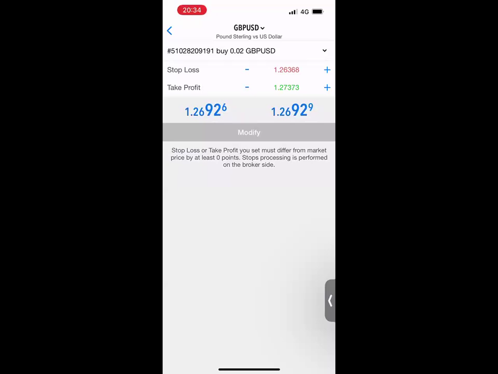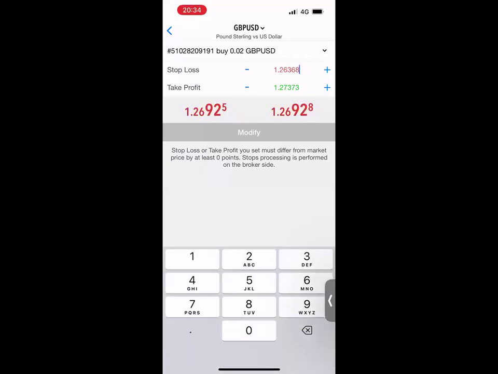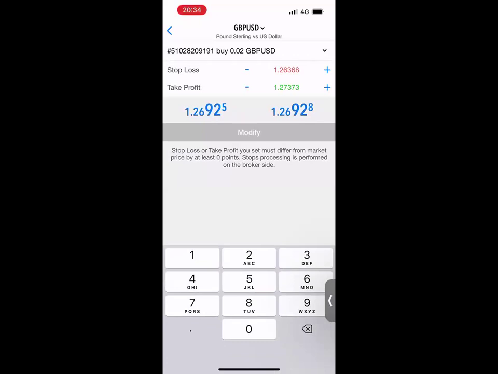So now, like we said, moving your stop loss to your entry, we've already dropped our entry on the chart. So let's change our stop loss. Whatever you have as your stop loss, you just change it to your entry. Our entry is 1.26950.